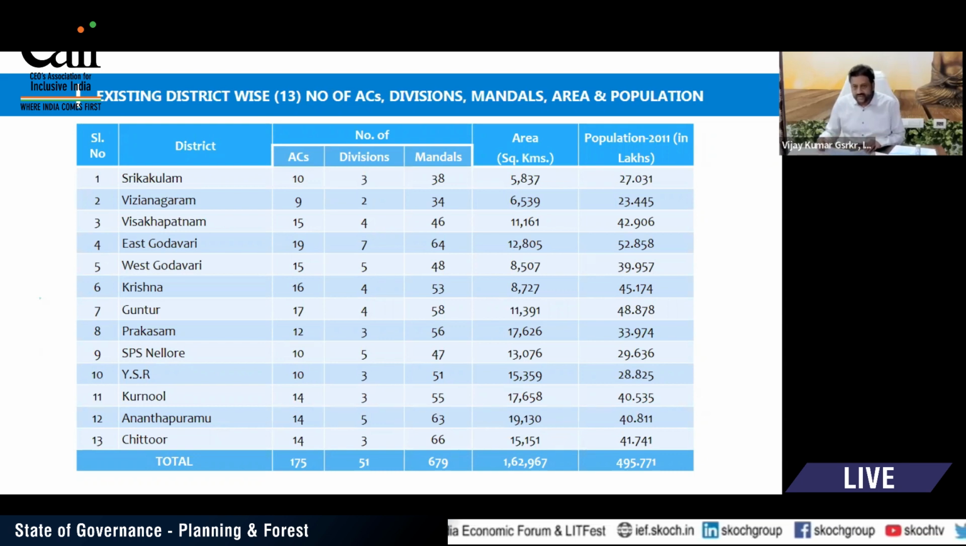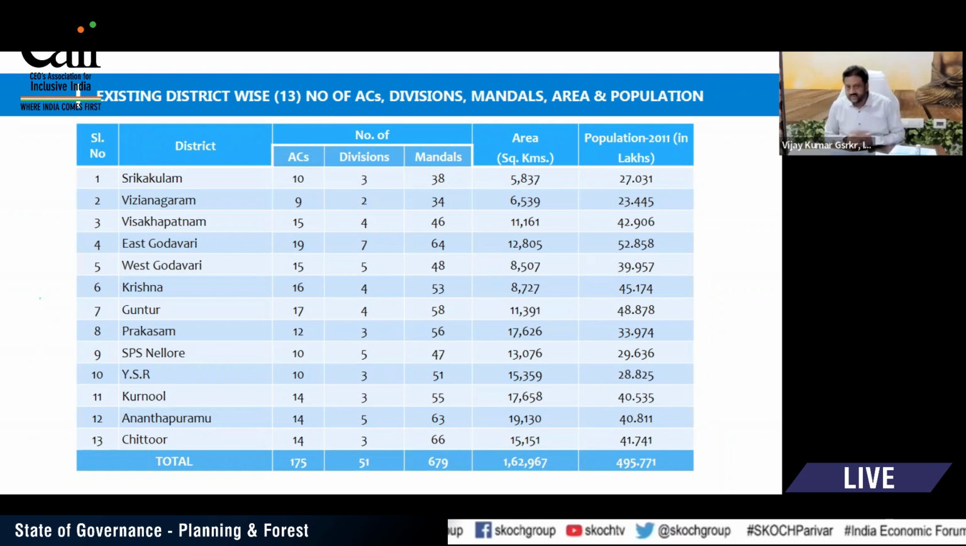Of course, area-wise, we will not be able to bring uniformity because certain areas have forest as well as dry lands. So we thought we can bring some kind of uniformity in the area also, but primarily the population and the sub-district units. If you see the sub-district units, there are as many as 66 in Chittor, and similarly as high as 34 in Vijayanagar.